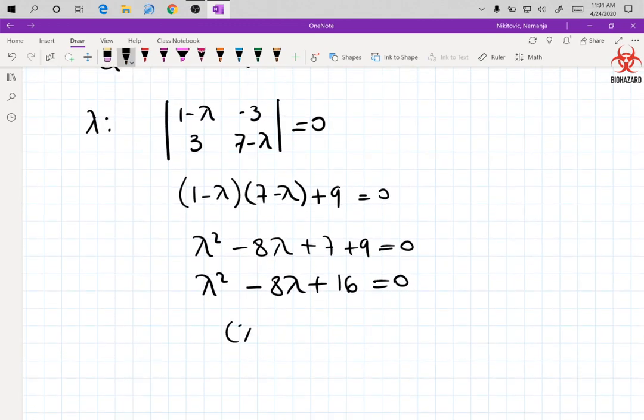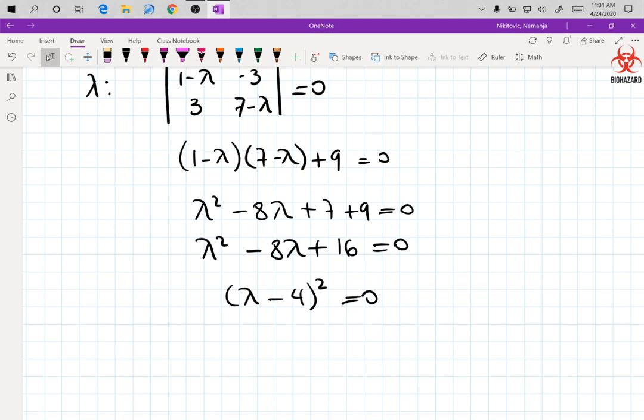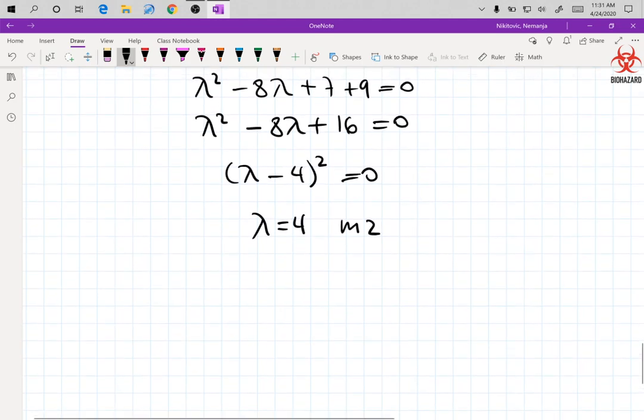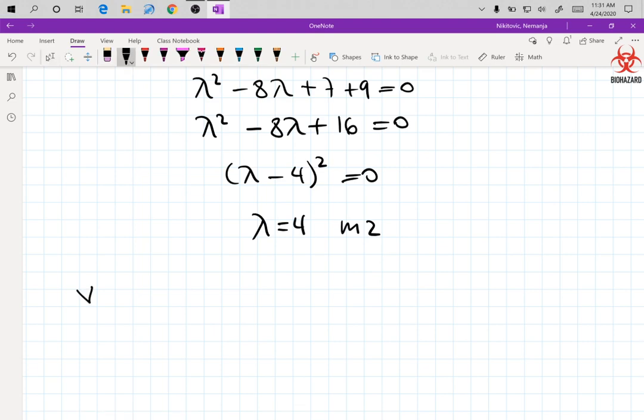And as you can see, this is lambda minus 4 squared equals 0 when you take the square root of both sides. And we get lambda equals 4 with multiplicity 2. So we only have one lambda with multiplicity 2.